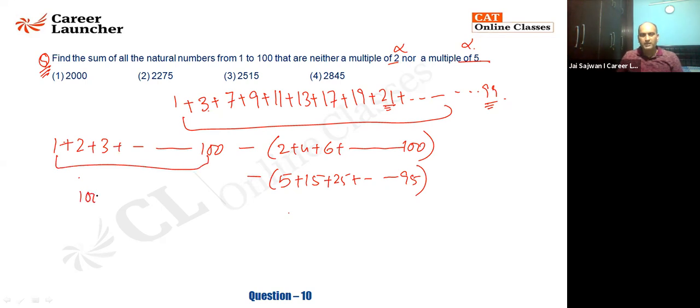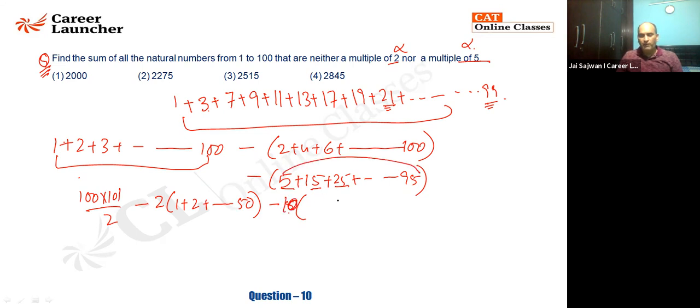मेरे ख्याल से मेरे किसी भी छात्र को ये तो पता होगा, sum of n natural numbers is n into n plus 1 divided by 2. Minus, if I take 2 common from here, my dear, I'll say 1 plus 2 plus 3 till 50 is there. Similarly, if I'm taking 5 common, 5, 15, 25, 95, there are 10 numbers.